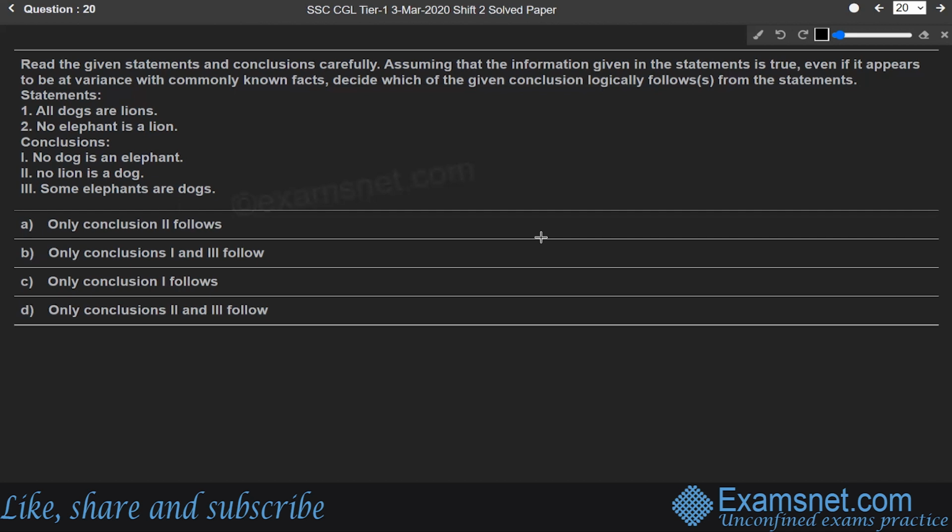So let us make a Venn diagram first. For this question, let us take the shape of a circle to make the Venn diagram. So first statement is all dogs are lions. First, let us make lions.